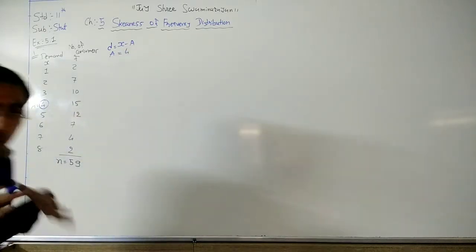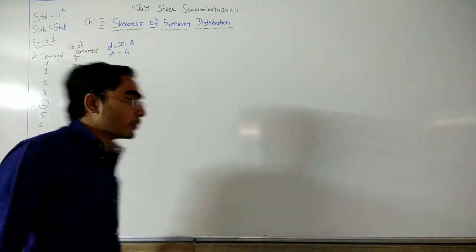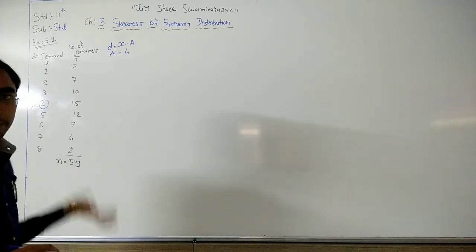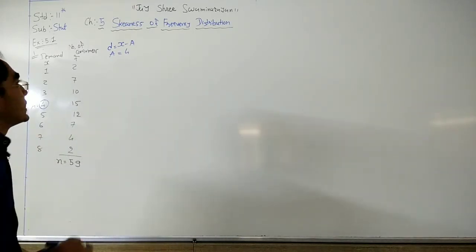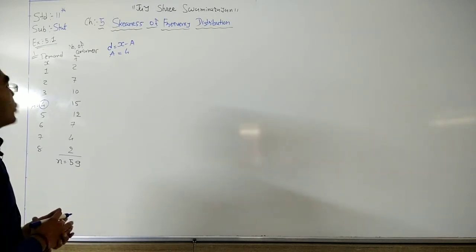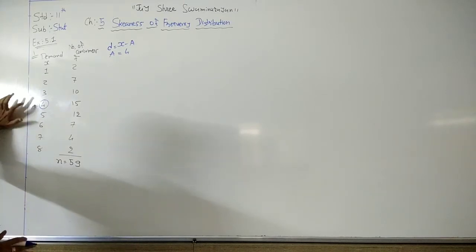You can also solve this question without using the deviation method, because we have the calculator, so we can easily find the value of fx square. But right now I am going with the deviation method. You can use any method. Now here I am taking A is equal to 4.